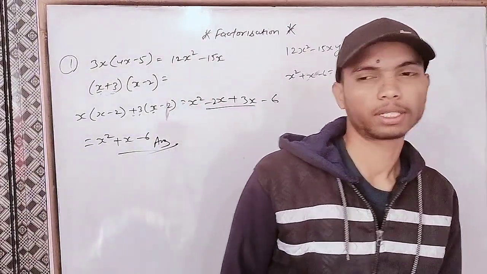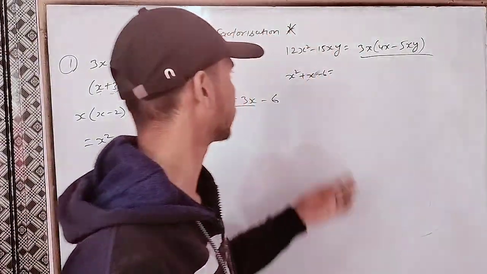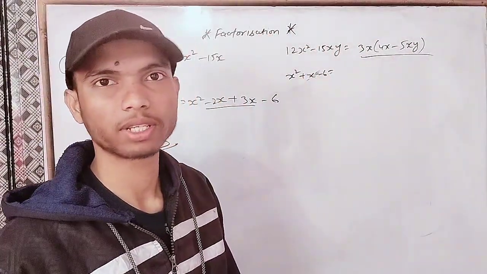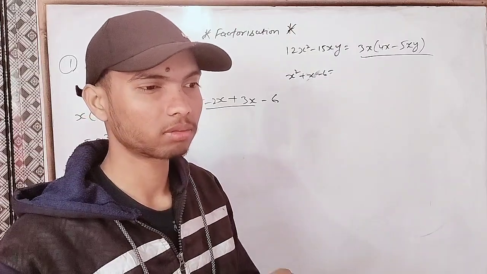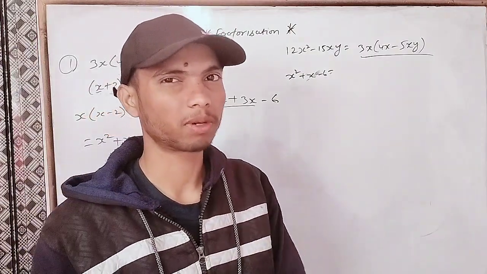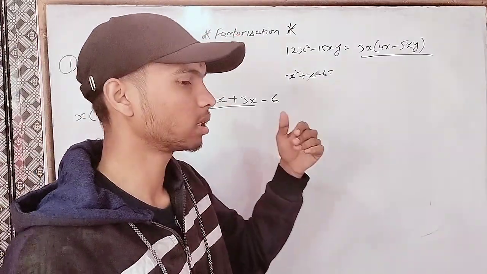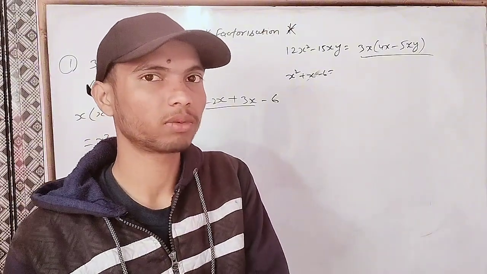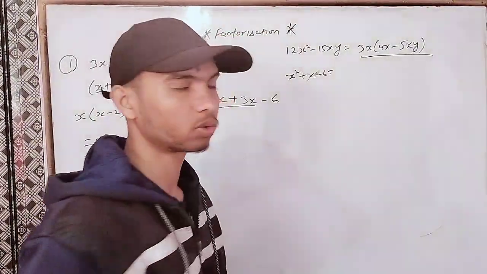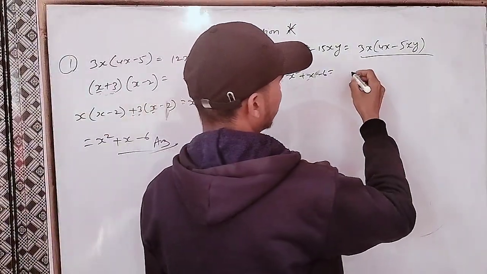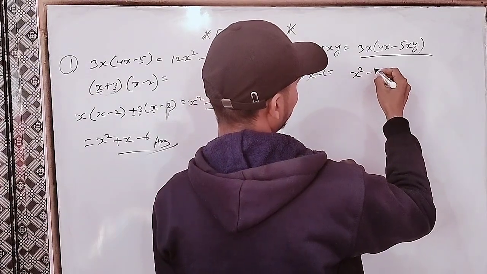So let's factor it. Okay, we have a six. We have how much? Six. So six is a product of three multiplied by two. Am I right? So three minus two, we will get one. So of course we should have a one. And can we write it like that?